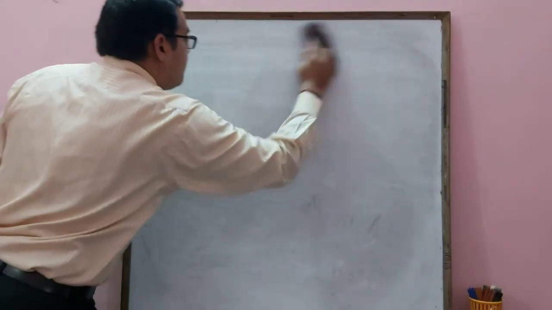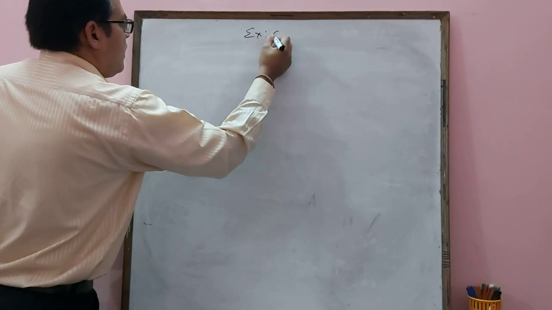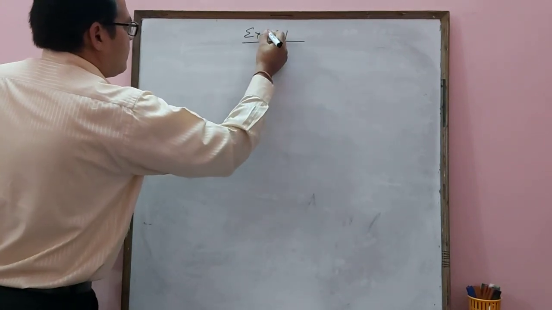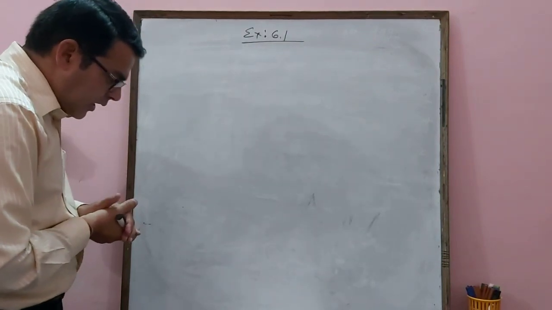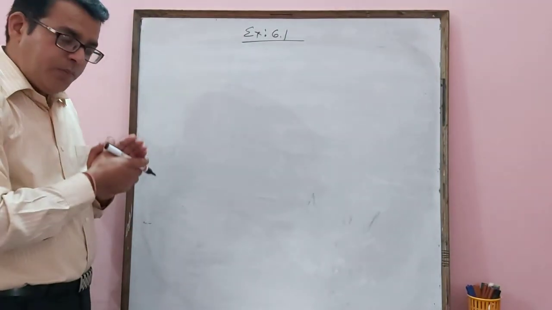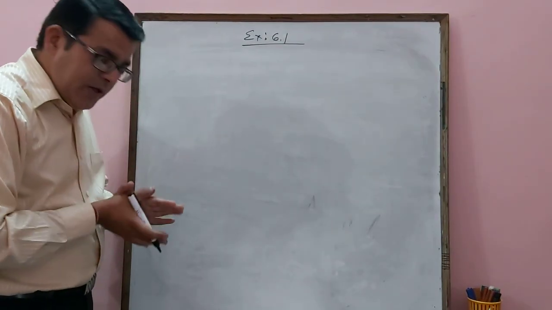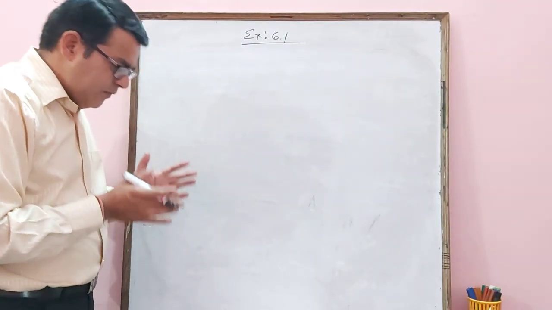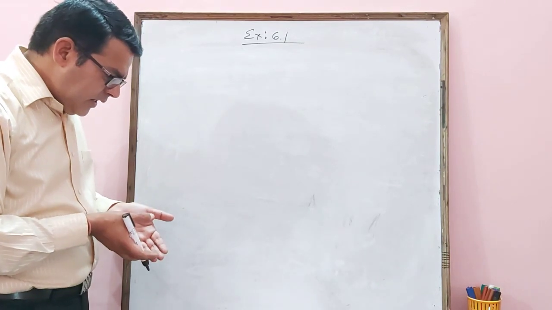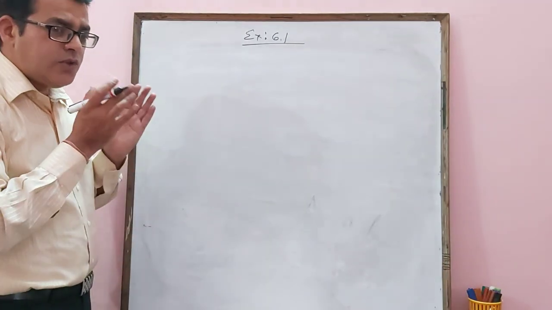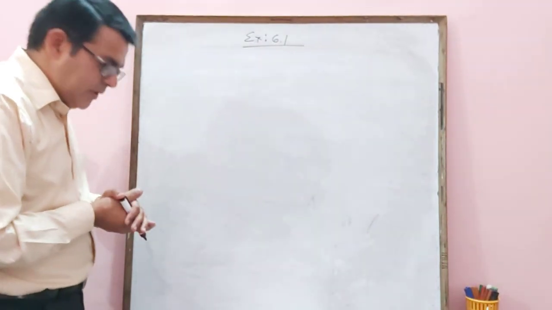Now some questions are left in exercise 6.1. So today we will solve these questions also. Questions up to the third I have explained in the previous video. Questions 4, 5 and 6 I am leaving with you. Please try. These are very simple questions. There are series and patterns. You just need to observe these patterns and find what number is missing.